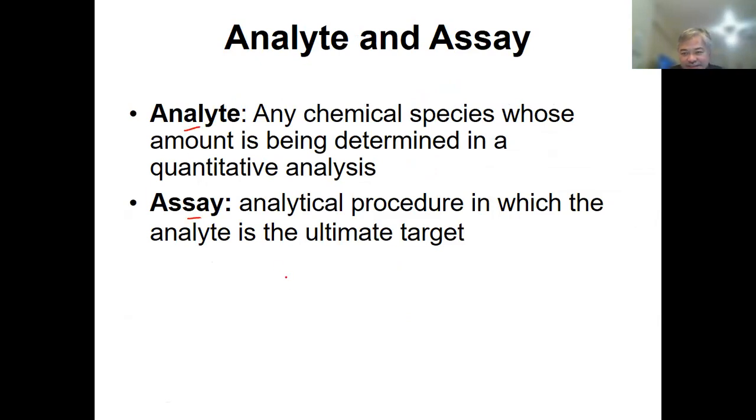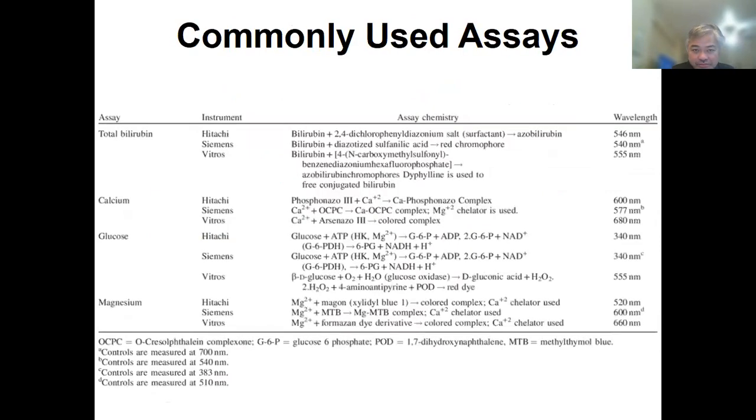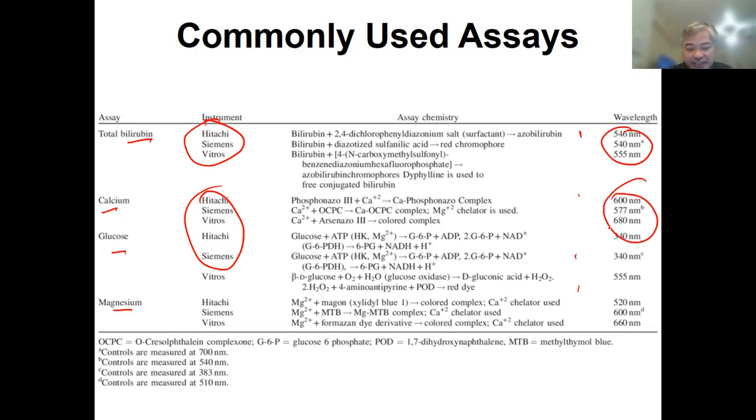Okay? So, what you're going to do here is you have to know what is the analyte and what's the assay. Analyte is any species whose amount is being determined in a quantitative analysis. An assay is an analytical procedure in which the analyte is the ultimate target. Okay, so these are the commonly used assays that they do to determine bilirubin, calcium, glucose, magnesium, and these are the instrument. And in each of the assays, this is the chemistry and the respective wavelength where you can analyze them.